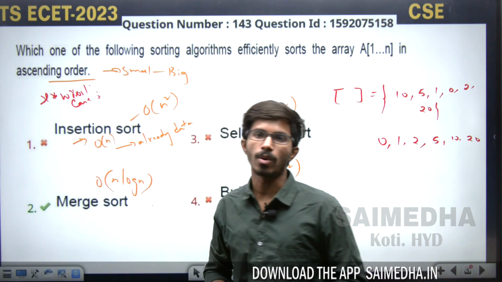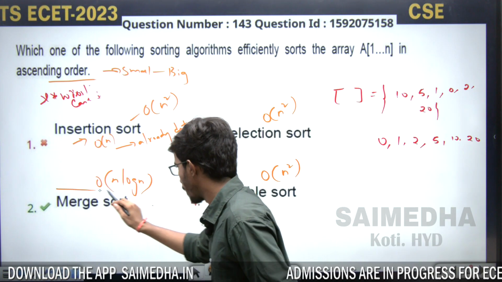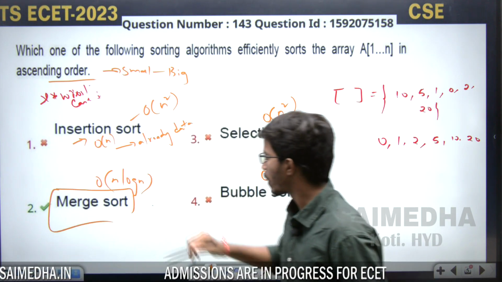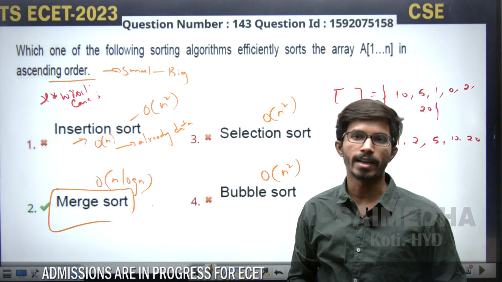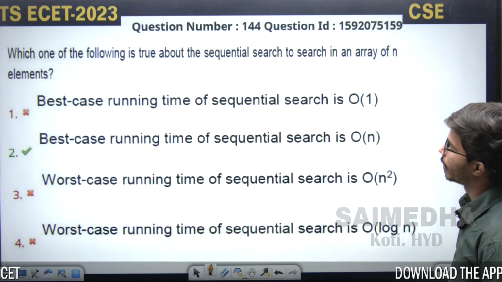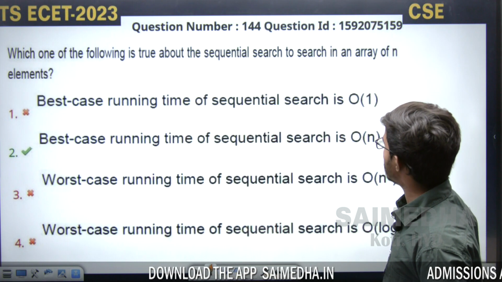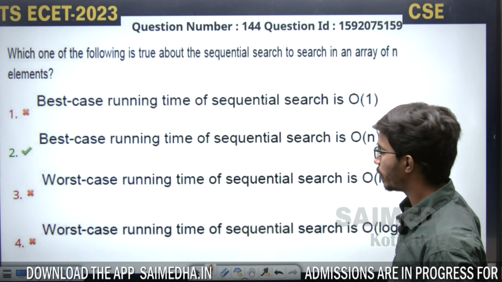Okay, so already sorted data. Yes, the answer is merge sort, because its time complexity is very less. We can use this algorithm for sorting the data in ascending order. Next question. Which of the following is true about the sequential search to search in an array of n elements?